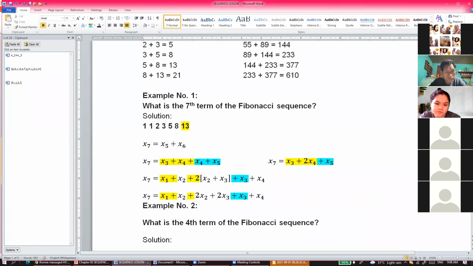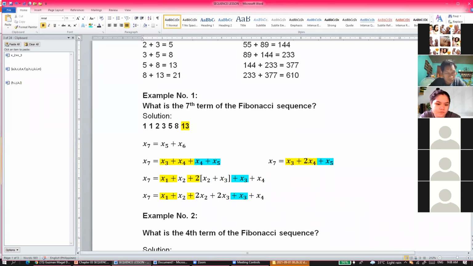Susundan na? Sundan ba? Kung saan nanggaling yung dalawa? Ito. Yes, anak. Dahan-dahan lang, sir. Di ko masyado magets.